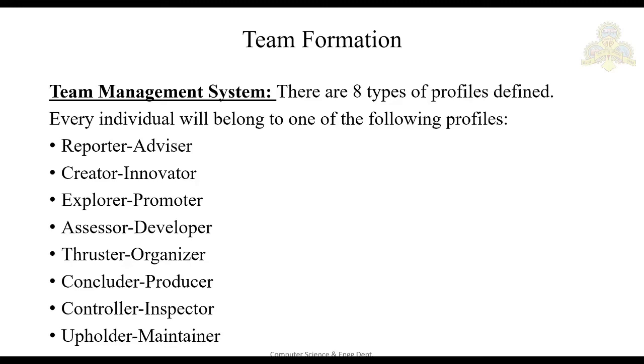Next one is controller inspector. So this means they are the people who control the detailed things of the work. These would be like less skilled people, but they control each and every detail of the work they are doing. Last one is upholder maintainer. This means these are the people who like to uphold the standards and the values. They would be more conservative.